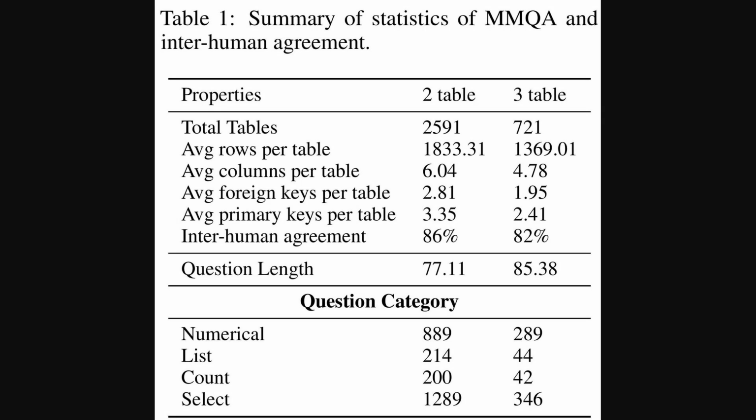Alright, so this next table, Table 1, delves into the specifics of the multi-table, multi-hop question answering dataset. It breaks down statistics for both 2-table and 3-table question scenarios. For example, in 2-table setups, there are nearly 2,600 tables involved, averaging over 1,800 rows each. A key metric here is inter-human agreement, which measures how consistently different people answer the same questions. It's 86% for 2-table tasks, showing the questions are quite clear. The table also details question types, such as numerical or select questions.